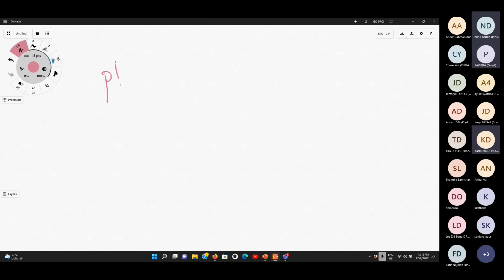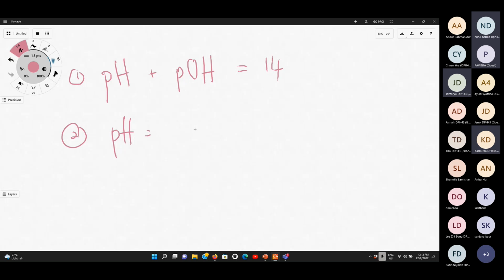So pH, dia punya formula dalam this subtopic ada 3 basically. pH tambah pOH equals to 14. This is the first formula. The second formula is pH equals to, oh my god, let me buka the PowerPoint now.